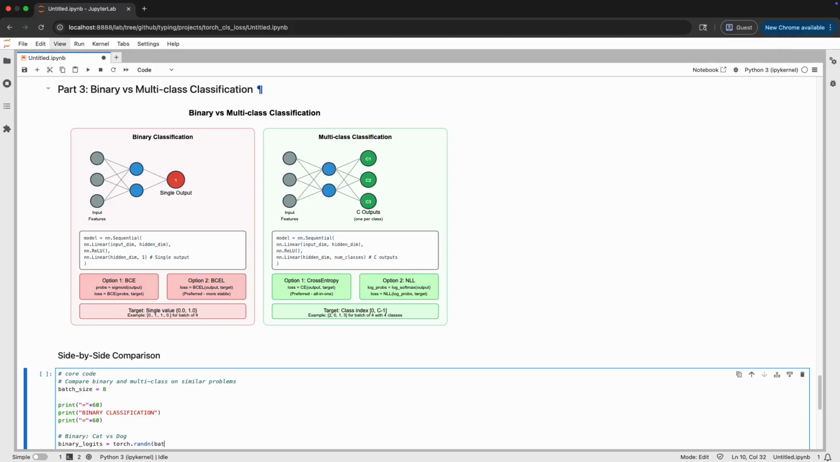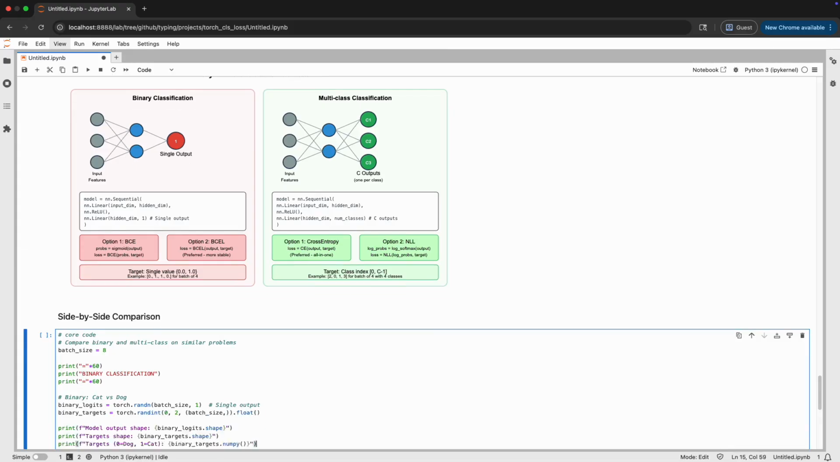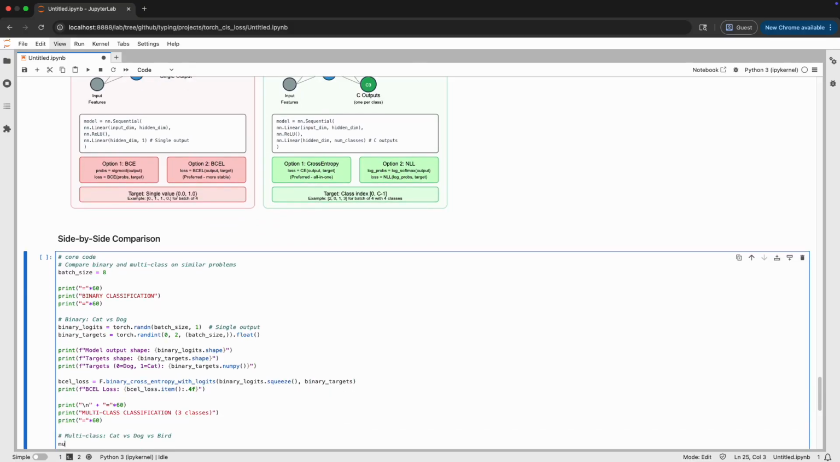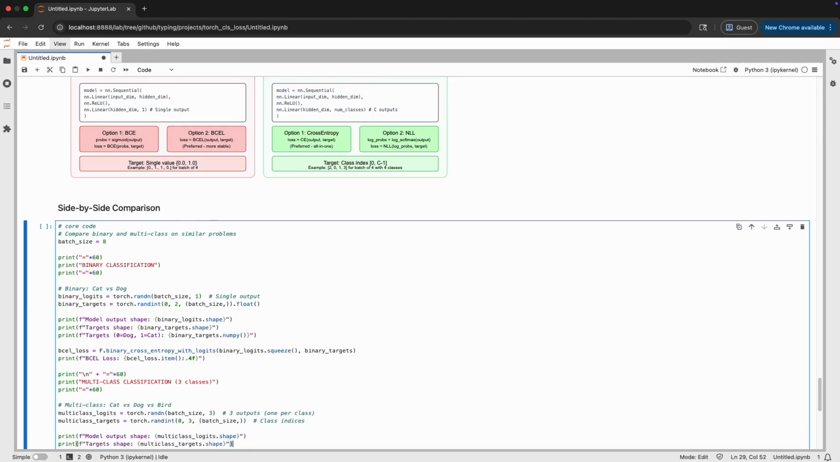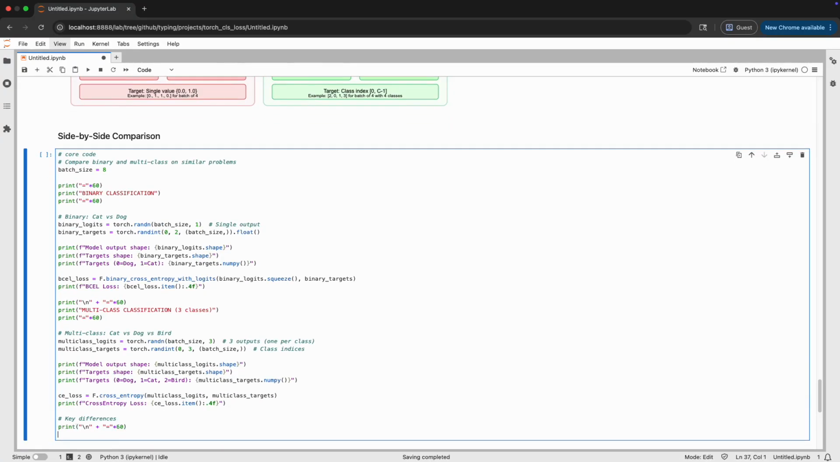For binary classification, like distinguishing cats from dogs, we use a single output neuron and binary targets of 0 or 1. The model output shape is batch size by 1. For multi-class classification with 3 classes, say cat, dog, and bird, we need 3 output neurons, 1 for each class. The targets are class indices from 0 to 2, and the model output shape is batch size by 3. This is a fundamental architectural difference you need to understand when designing neural networks.